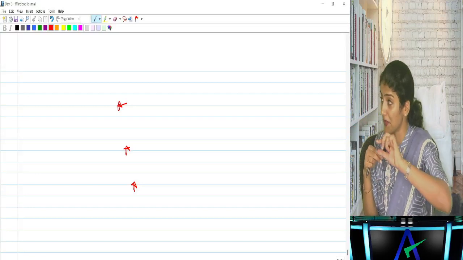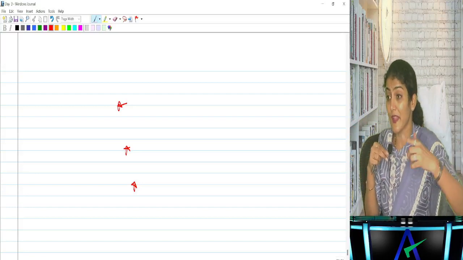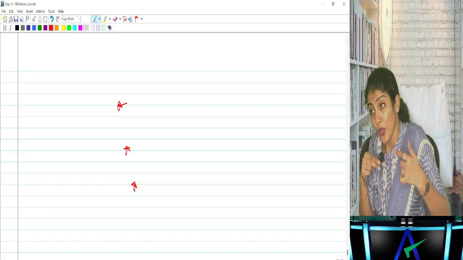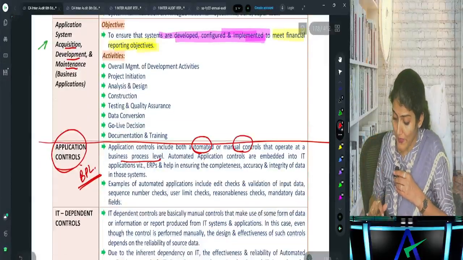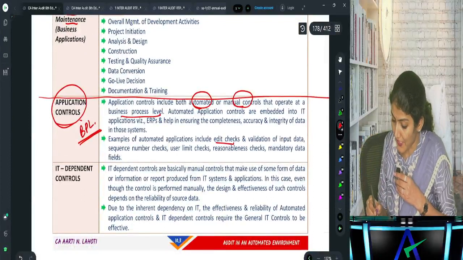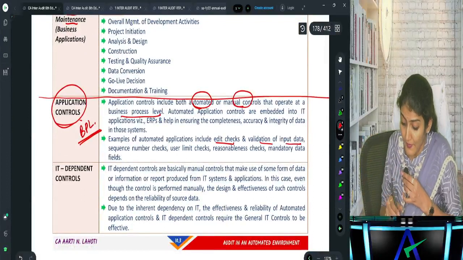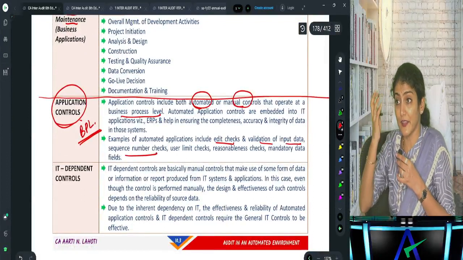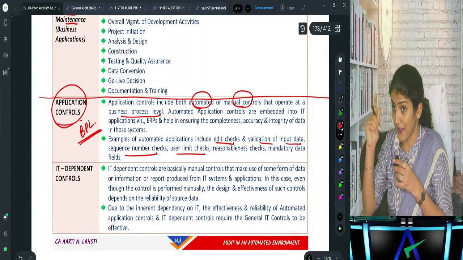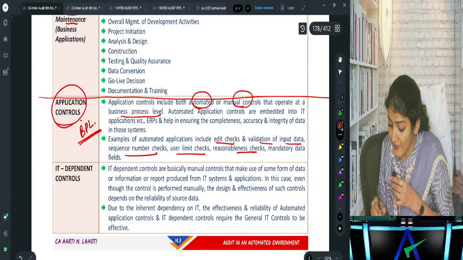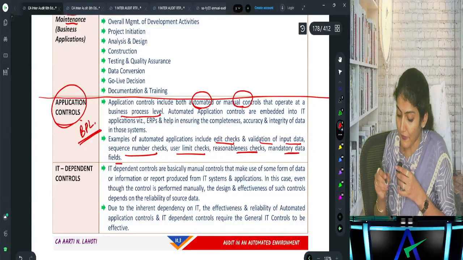No, it says it is already being used by so and so person. So that's again an example of an automated application control, right? So those are the automated application controls: edit check, validation of input data, sequence number check, so automatically the next number gets generated. User limit check, like I told you, Netflix, only one person can see. Reasonableness check, mandatory data field, etc.